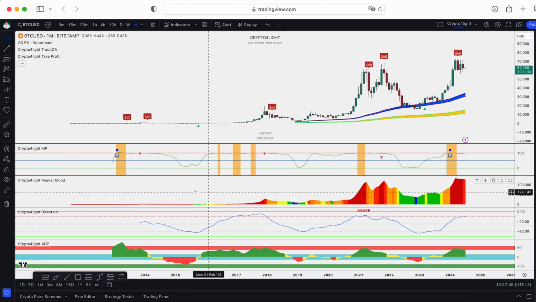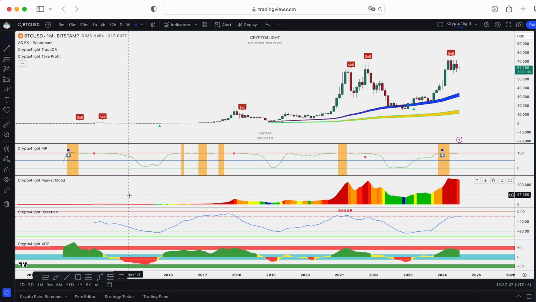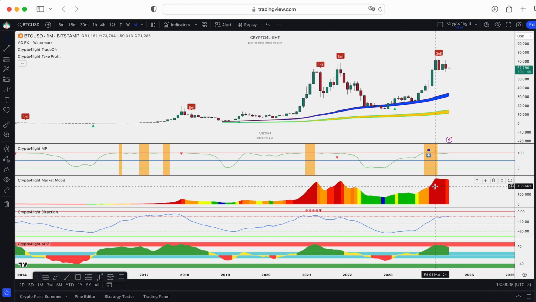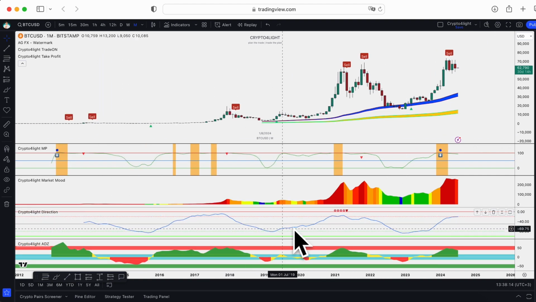Market Mood usually shows us the different market mood sentiments: capitulation, disbelief, hope, optimism, belief, strong belief, thrill, euphoria. You can even add a notification for each of these. Now, basically, we were in euphoria. Direction shows us the time for accumulation, time to close positions step by step, time to fix profit and get out of this asset.